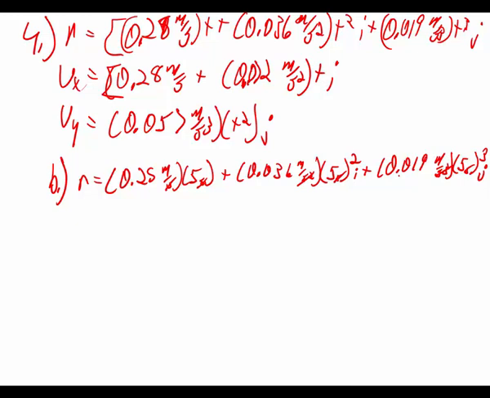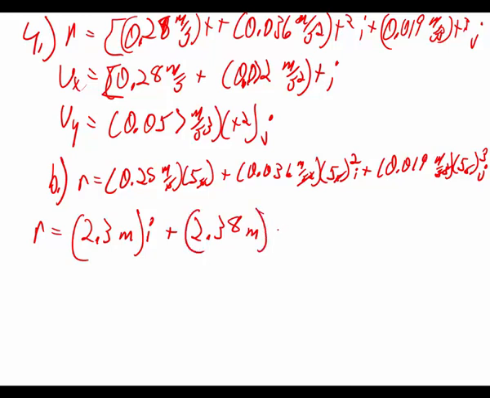Good grief, what an answer. The final R in the X is what? So we get this, 2.3 meters, i plus 2.38 meters j. Is that what y'all got? Now double check me.